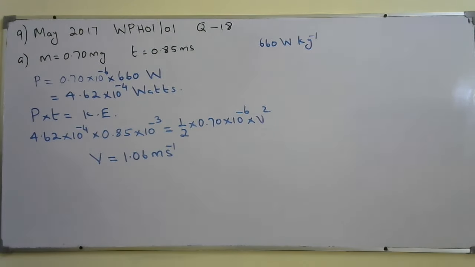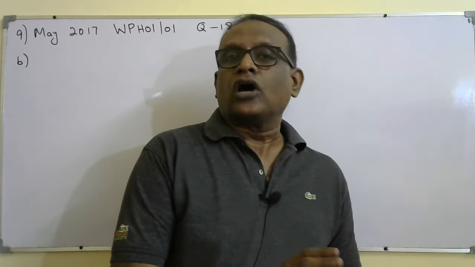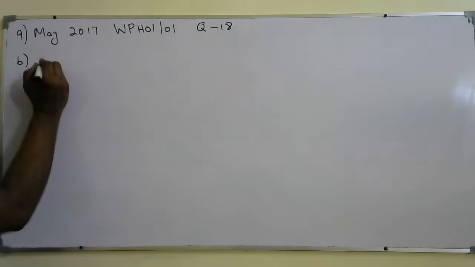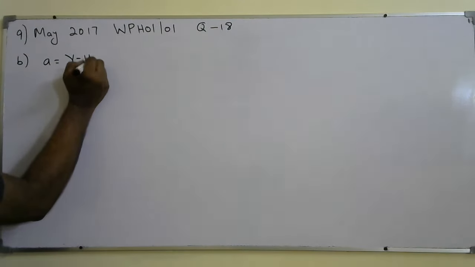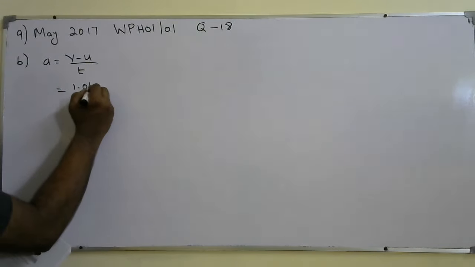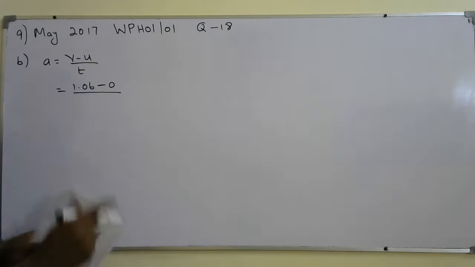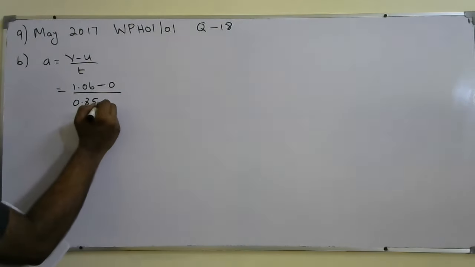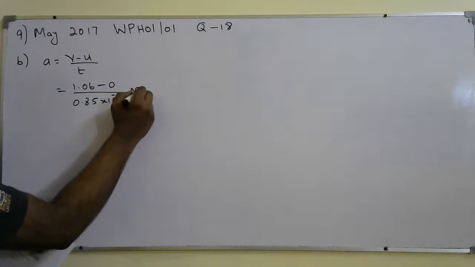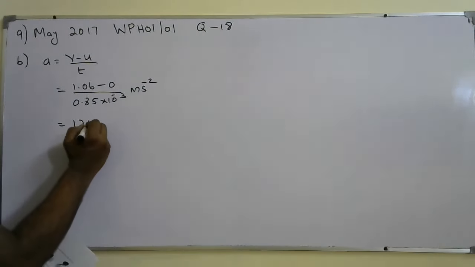Okay, B part, calculate the average acceleration of the flea. The flea took off from rest. So the average acceleration a equals v minus u over t. The final speed we calculated is 1.06. Initially it was at rest. The time taken is also given, which is 0.85 milliseconds. So 0.85 times 10 to the power minus 3 seconds. That will be equal to 1250 meter per second squared. That is the acceleration of the flea from the initial stage until it leaves the ground.